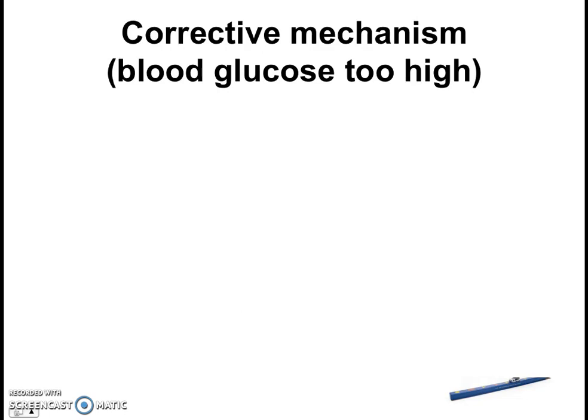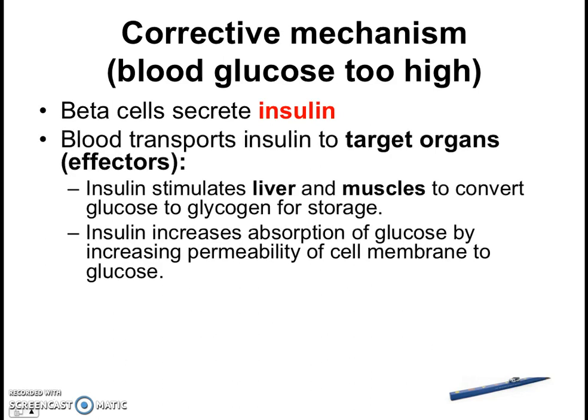Well, firstly, your beta cells will respond by secreting insulin, which is a hormone. Insulin will then be transported by the blood, so blood transports insulin to the target organs or the effectors, which will carry out a response. Okay, so the insulin is like a signal from the pancreas. The signal will move out from the pancreas through the blood to all the target organs or effectors.